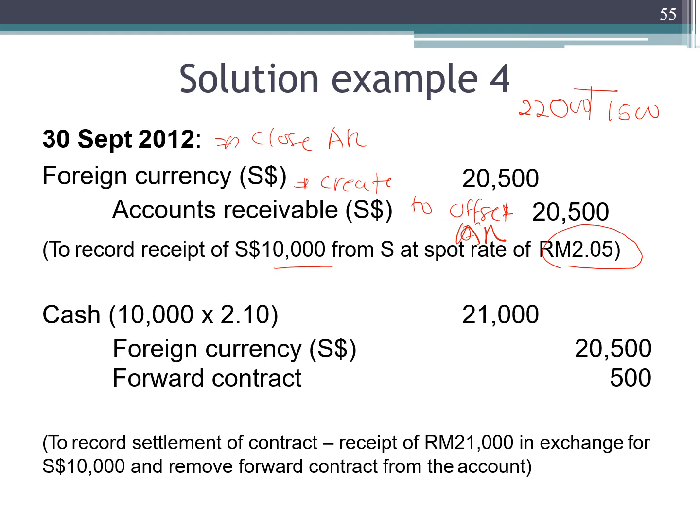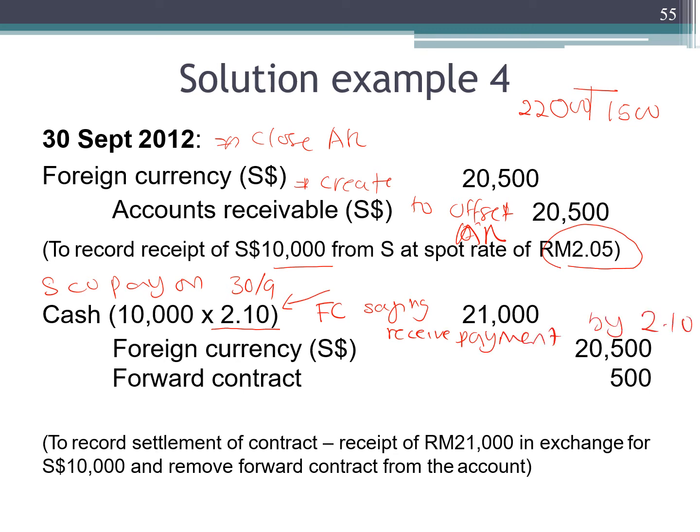On that date you're going to receive cash, because this is the payment date. The Singapore company will pay on this date, 30th of September. They're going to pay at the price of RM2.10. Why do they pay at RM2.10? Because you already entered the forward contract saying that you're going to receive payment at RM2.10.